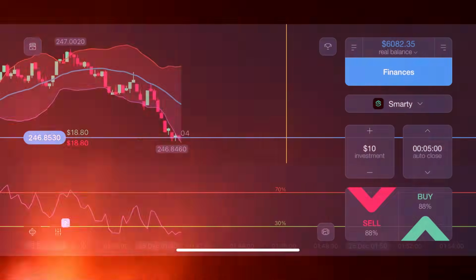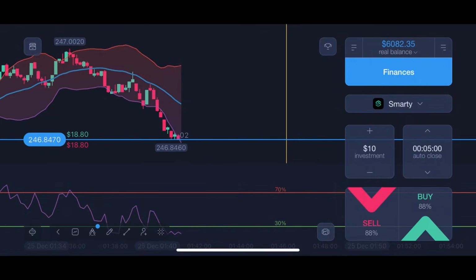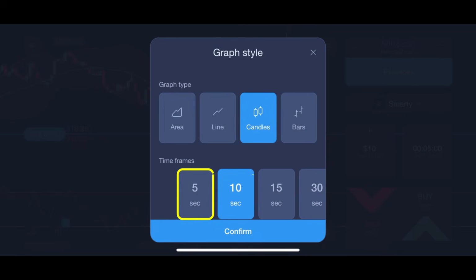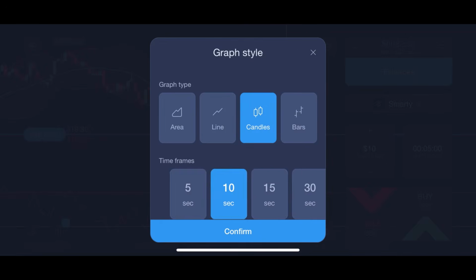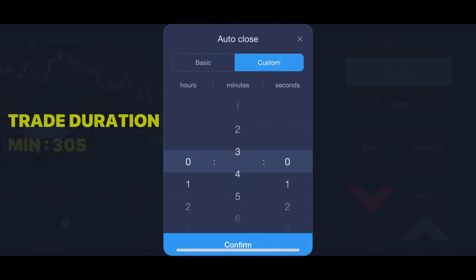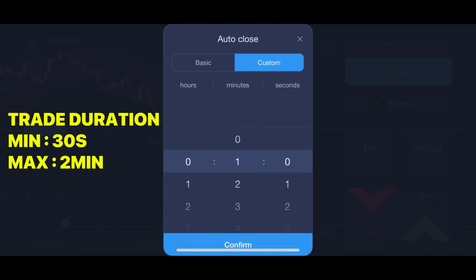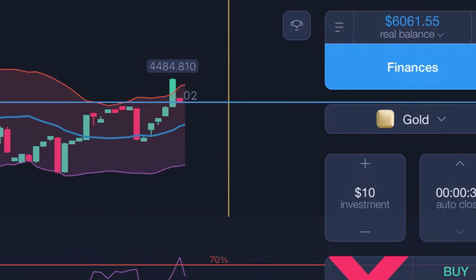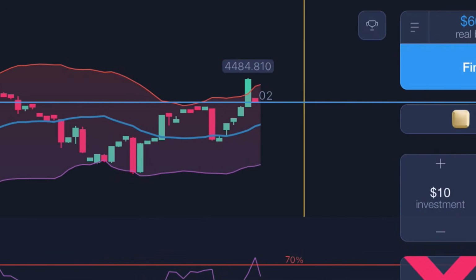Now let's move on to trading. Before you start trading, make sure to set your candle duration to 5, 10, or 15 seconds. This works best with the strategy. Also, keep your trade duration between 30 seconds and 2 minutes. Right now, I'm trading the gold market, which is in an uptrend.